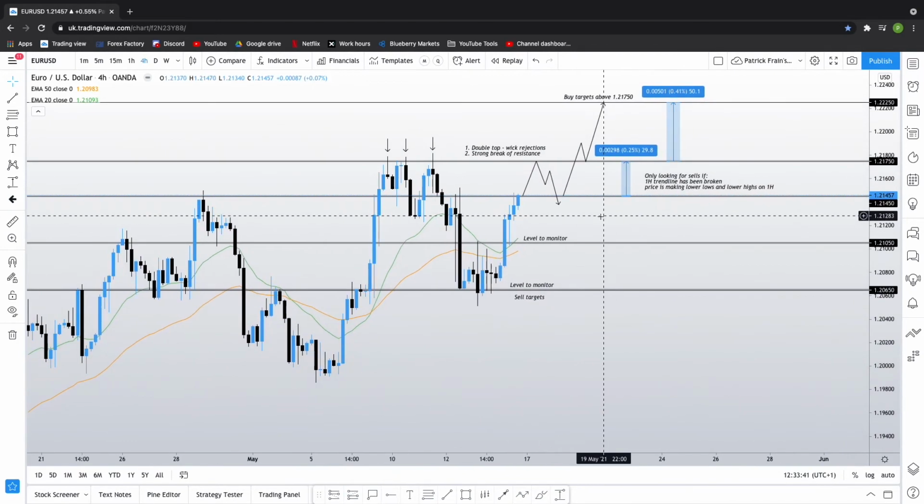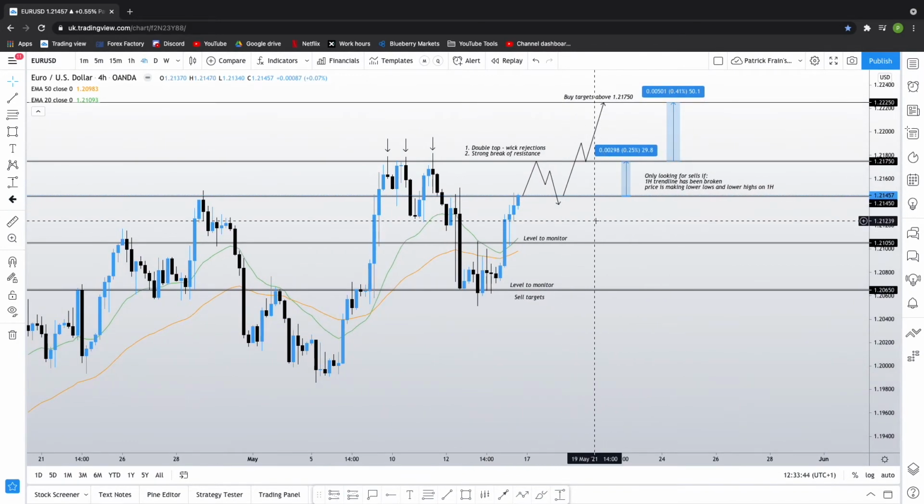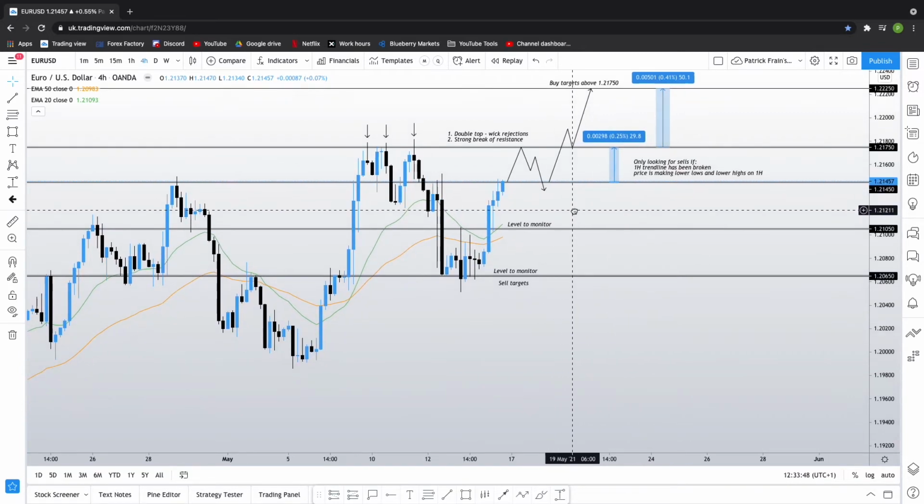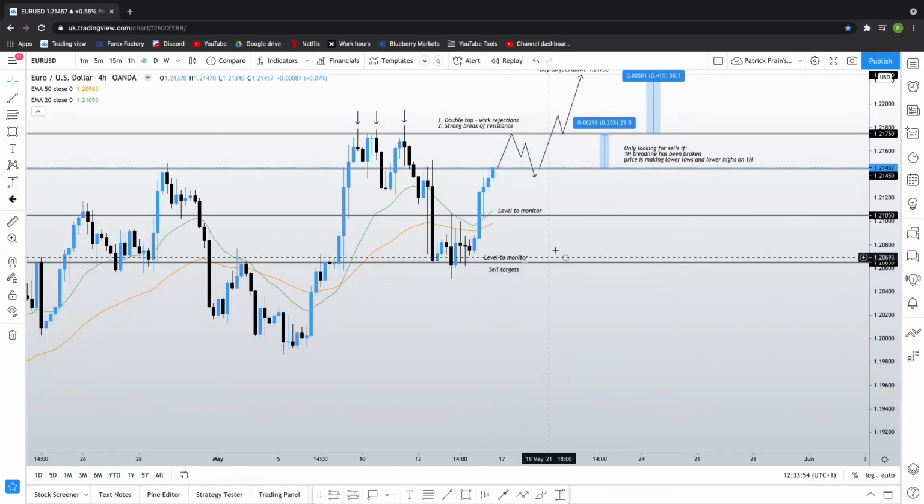On the other hand, as I did mention, if we are making lower lows and lower highs on the 1 hour time frame and our trend line has been broken, we can look for sells with first targets at 1.21050, which is this level here, and we also do have further targets back down to the downside at 1.20650.